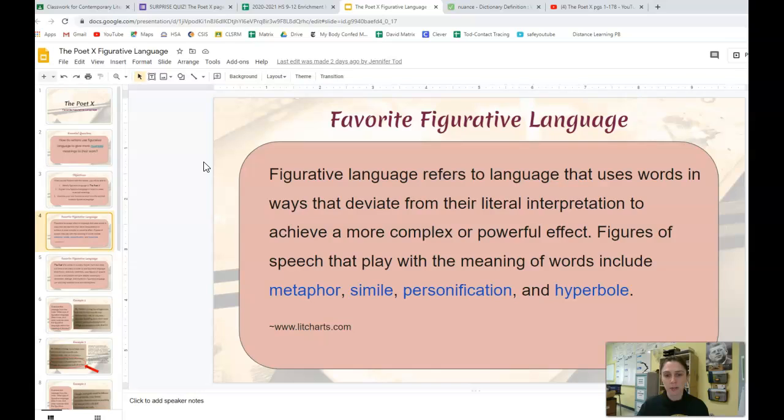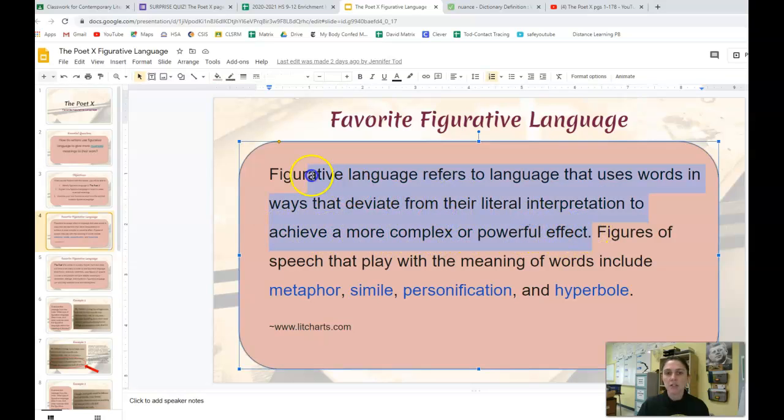Just as a quick review, in case you can't remember, although I'm sure you do, figurative language refers to language that uses words in ways that deviate from their literal interpretation to achieve a more complex or powerful effect. So if I say that the raccoon outside my house kicked the bucket, I don't literally mean that he kicked a bucket. Kick the bucket means died, figuratively speaking. When you're not being literal, you're being figurative.